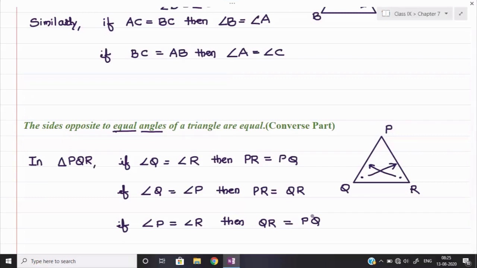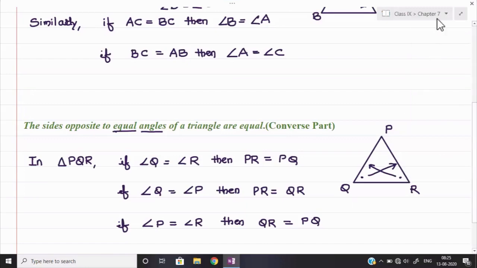Normally in the CBSE textbook, the name of this theorem is not given as the isosceles triangle theorem, so we shall not give the reference by this name. We shall write down the reason in some other way. But this theorem is also called the isosceles triangle theorem. Now we shall start the first question.